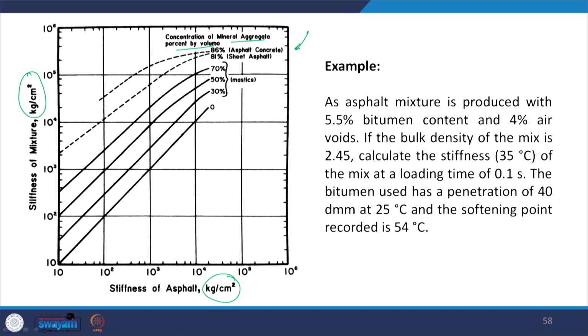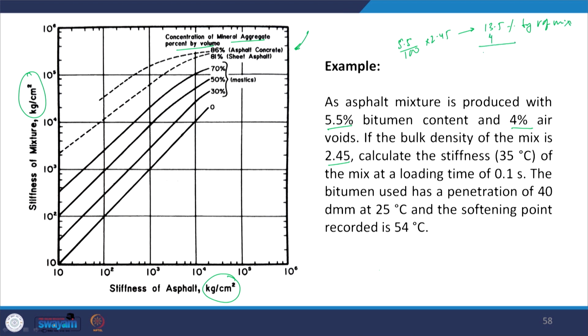So, in this example, let us say that we are looking at a mixture which is produced at 5.5% bitumen content by weight of the mix, has an air void of 4% and the bulk density of the mix is 2.45. So, if we try to find out the volume of bitumen in this particular mixture, it is 5.5 divided by 100 into 2.45. So, you will get approximately 13.5% by volume of mix.